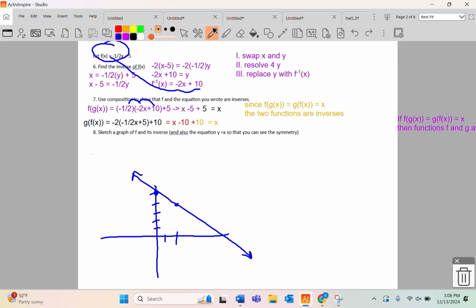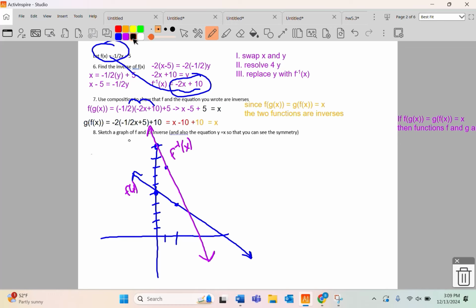Better. I got a plus 10 on the inverse. You see that guy? 6, 7, 8, 9, 10. It's up here somewhere. And its slope is to fall 2 and run 1. So fall 2 and run 1. It's going to be a lot steeper. There she goes. So this was the inverse of f of x, and this was f of x.